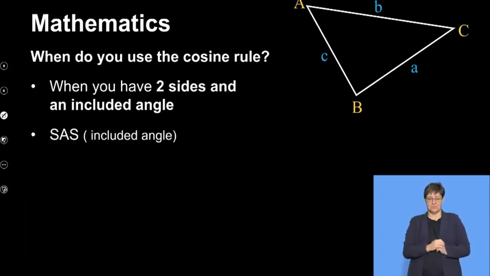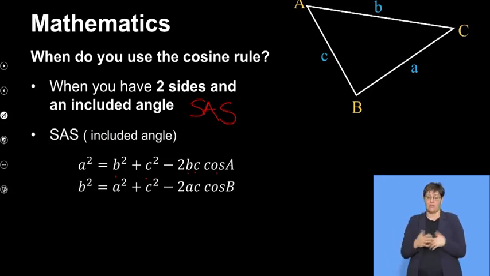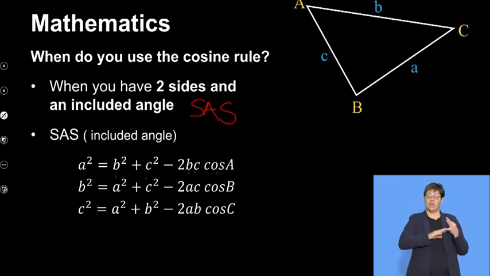Okay, and the last rule we did was the cosine rule. You could use the cosine rule when you had two sides and an included angle, and then you'd use the standard versions of the cosine rule. Let's remind ourselves, for triangle ABC, it was a squared equals b squared plus c squared minus 2bc cos A. B squared equals a squared plus c squared minus 2ac cos B. And the third version, c squared equals a squared plus b squared minus 2ab cos C.